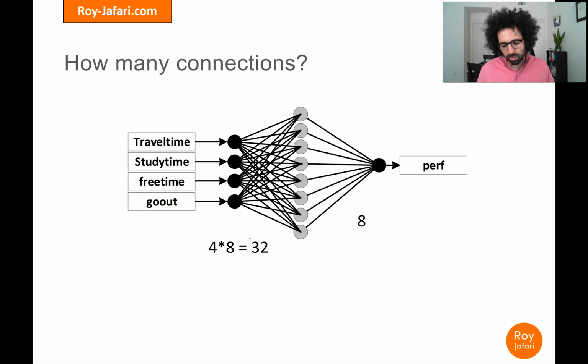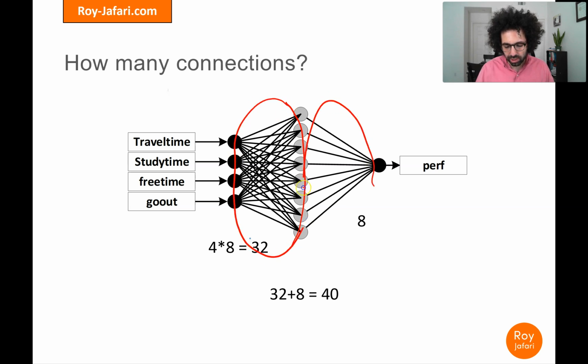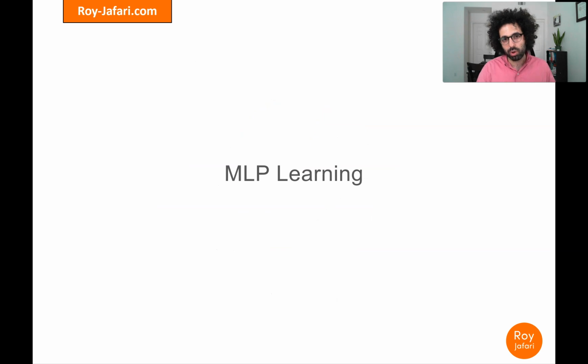So here we've got 40 neurons, right? We've got 32, we've got 40 connections. We've got 32 connections here, and we've got 8 connections here. Together we have 40 connections. So now I'm going to use this as my lead-in to how we would go about actually training an MLP.